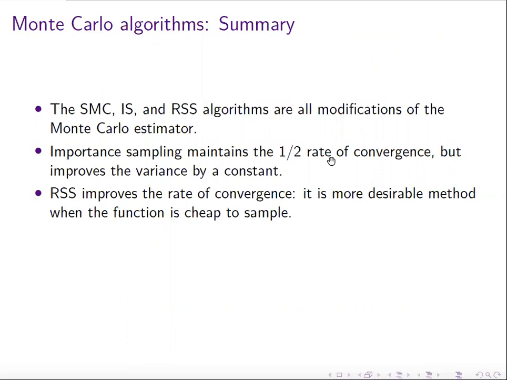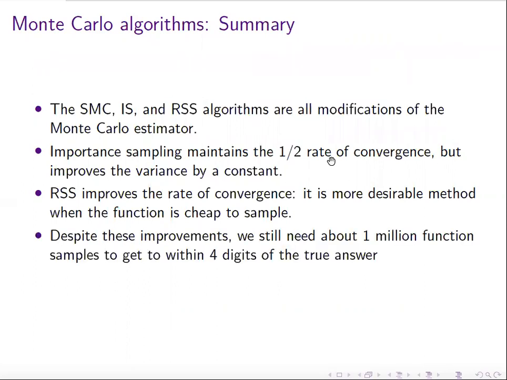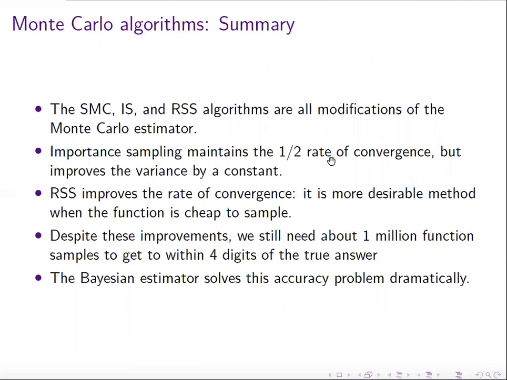So when the function is cheap to sample, you should use RSS because in the long run, your convergence is better using the subdivisions. But at the same time, these methods are still pretty inaccurate because we would still need about 1 million samples to get within 4 digits of the answer that we want. And at this point, Bayes' theorem makes a grand entrance to dramatically solve this problem. So what is the Bayes approach and how do we do it?